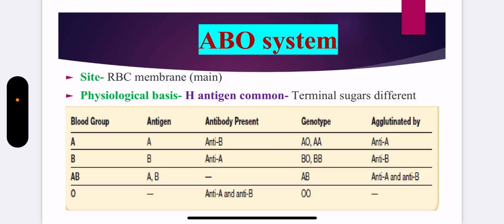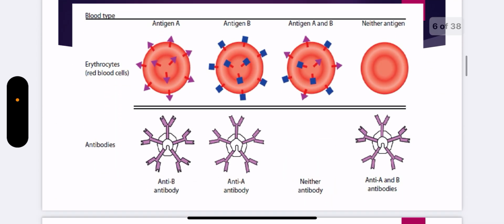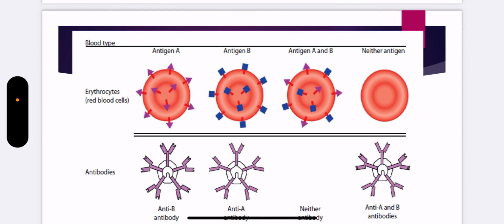If a person is having AB blood group, both antigens will be there, no antibody will be there in the plasma, and it will be agglutinated by anti-A and anti-B antisera. Lastly, if a person is having O blood group, no antigens will be there, and both the antibodies will be present, anti-A and anti-B. You can see the genotypes of all the blood groups here. So again, a representation of antigens for a particular blood group and antibodies. You can see here.